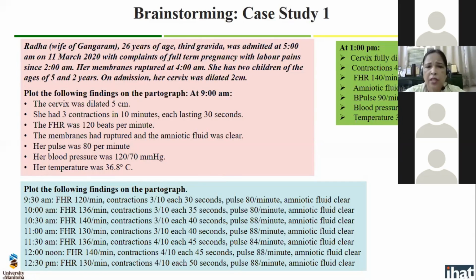Okay, so this case study just there are patient particulars. Radha, wife of Gangaram, 26 years of age, third gravida, and admitted at 5 a.m. on 11th March with the complaint of full-term pregnancy with labor pains since 2 a.m. Her membranes ruptured at 4. She has 2 children of age 5 and 2 years. On admission, her cervix was 2 centimeter dilated.